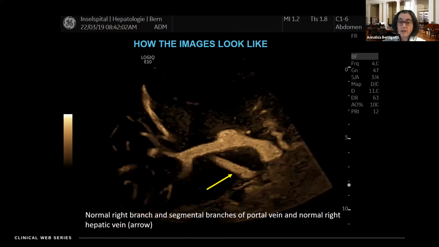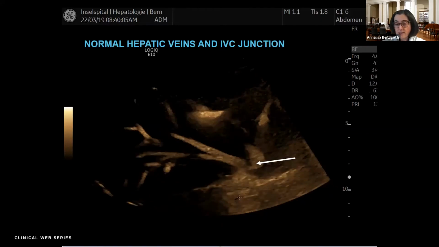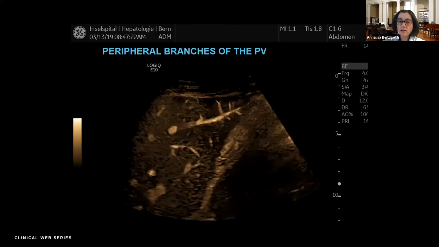This is an example. You can see here with the arrow a liver vein, and you can see the other vessel is the portal vein, and this is a normal situation where you can perfectly see both vessels using this technology without contrast. And here you can see that you have a very nice resolution, looking also, for instance, at the confluence or the junction between the hepatic veins and the inferior vena cava, which is usually quite difficult to see. And if you go more in the periphery of the liver, you can see very nicely even tiny vessels, like, for instance, the peripheral branches of the portal vein.